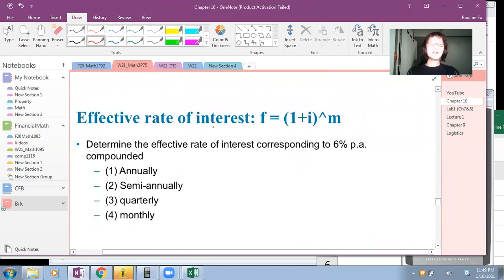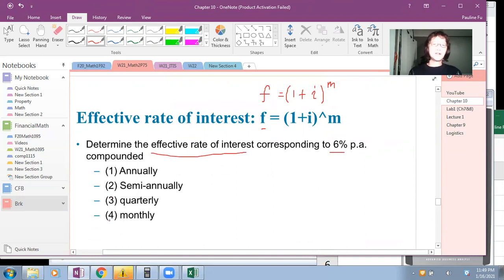For the effective rate of interest F, there's a formula. It is 1 plus I raised to the power M. I will rewrite it: the effective rate of interest equals 1 plus the periodic rate raised to the power M, where M represents the number of compounding periods per year. So let's do an example. Determine the effective rate of interest corresponding to 6% per annum.